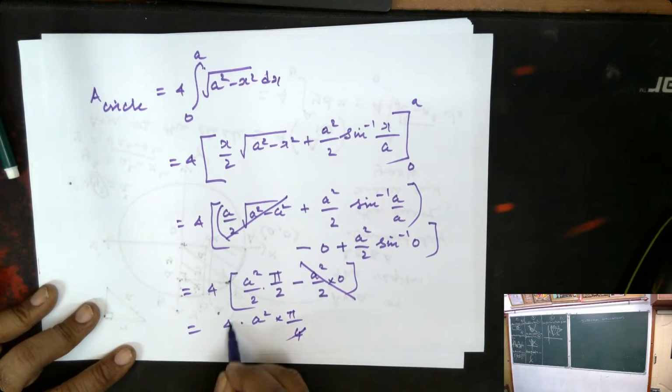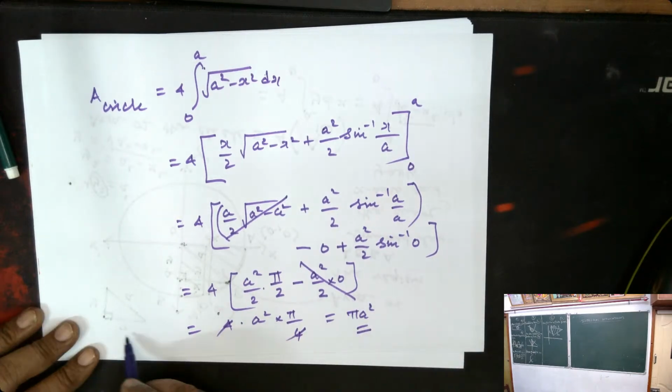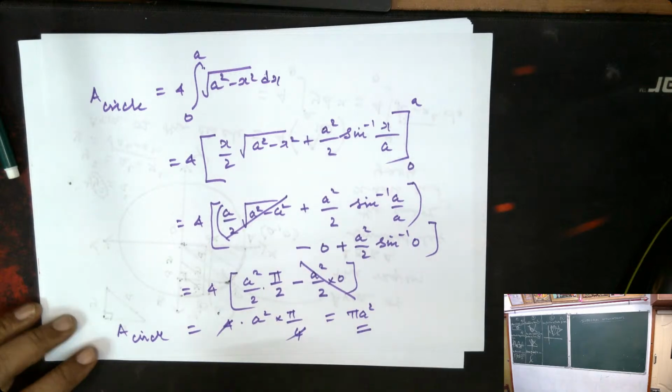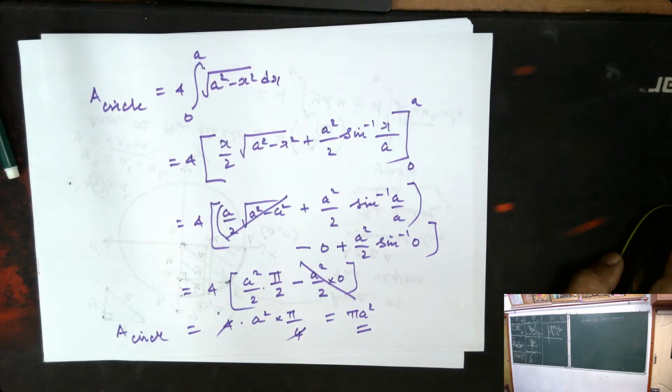You can cancel. Now you are able to get pi a squared, where a is equal to radius. So area of circle is pi a squared. Likewise, you can apply the integral, and based on that, you can arrive at the area of a circle. You understand this?